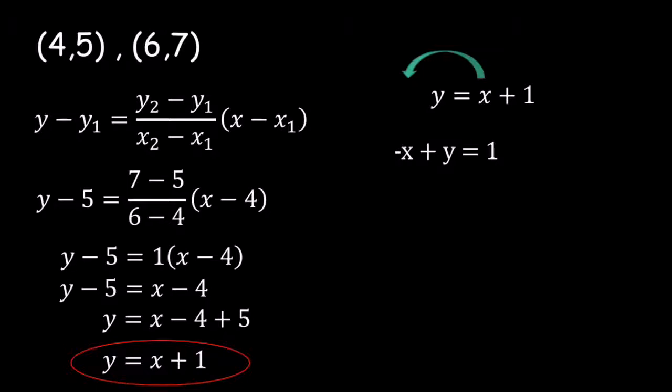Now, to get its standard form, we'll just transpose x to the left side. Now we have negative x plus y equals 1, but since the x is negative, we must make it positive, so we'll apply the law of equality and multiply both sides by negative 1. Our standard form would be x minus y equals negative 1.